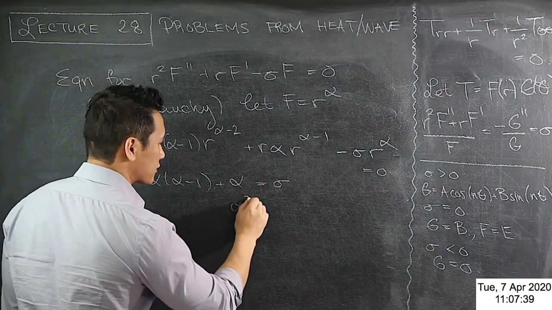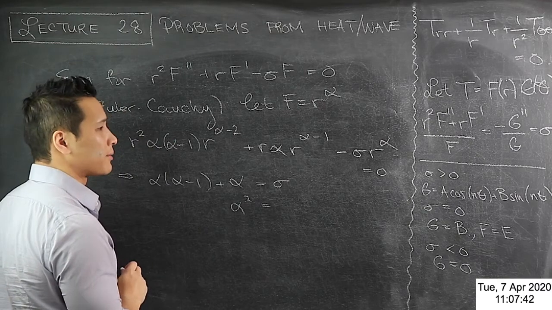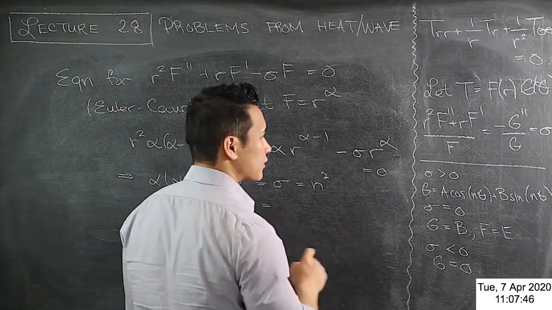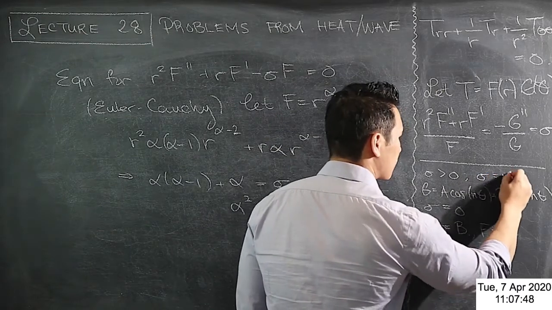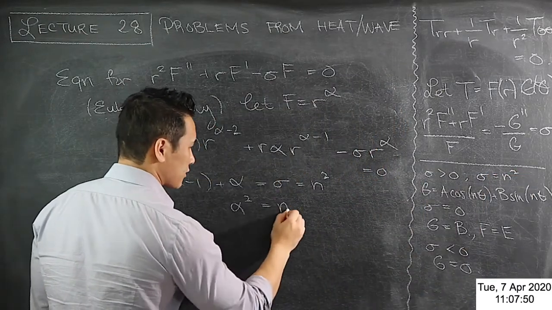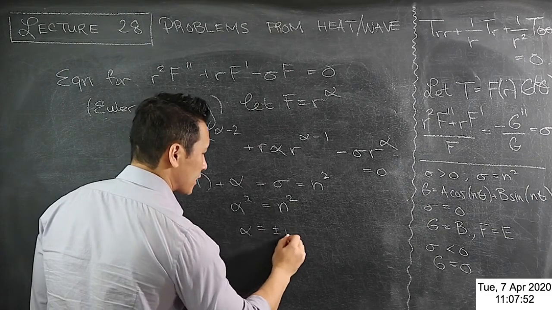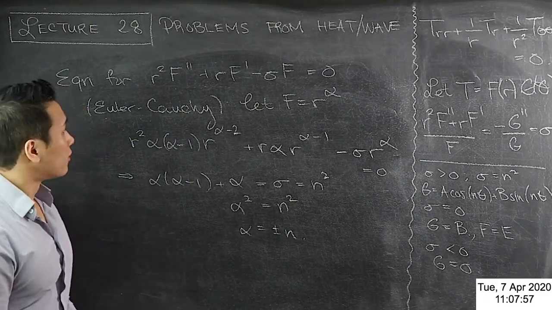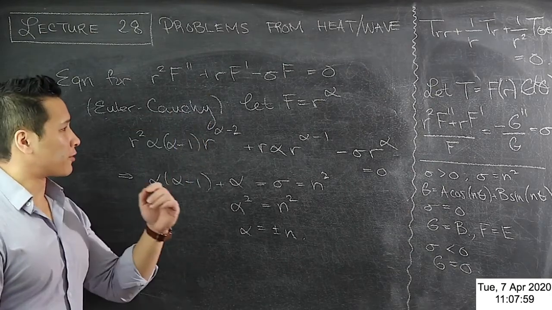You're left with alpha squared is equal to sigma, but sigma in this case is n squared. For the case that sigma is greater than 0, sigma is equal to n squared. So alpha is equal to plus or minus n, and voila. Okay? So if you didn't know how to solve these equations before, you now know.